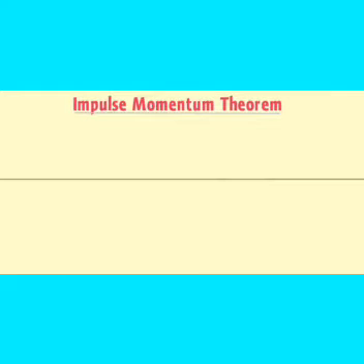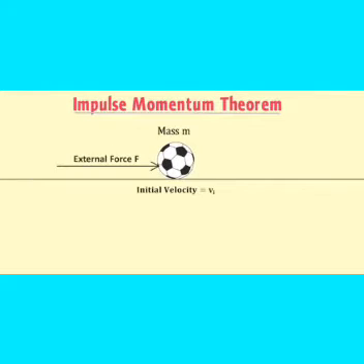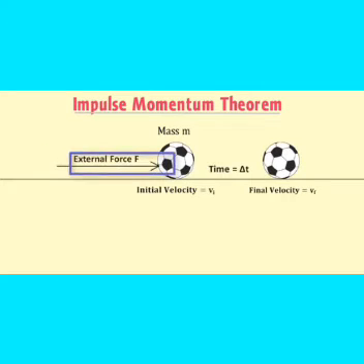Now let me teach you the basic concept of the impulse momentum theorem. Let's consider that a football of mass m is moving in this direction with initial velocity vi. Suppose an external force F acts on this object for a short time t. As a result, the initial velocity vi of the object of mass m will be changed and the object will start moving with final velocity vf. Thus, the force F changed the initial velocity vi of the object into final velocity vf in short time t.